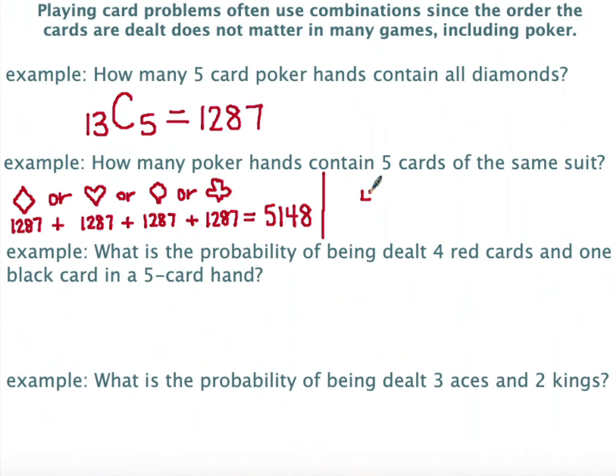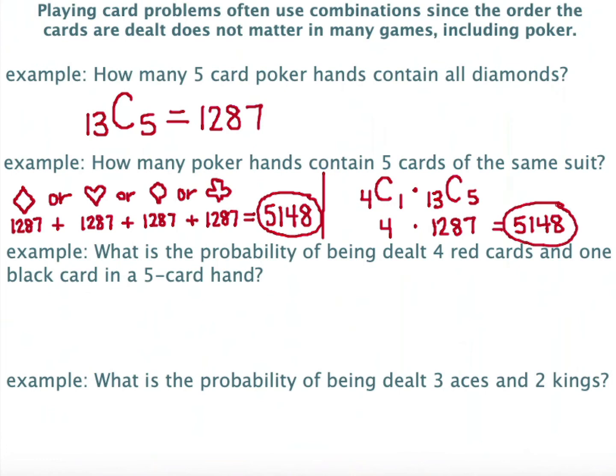So how many suits are there? There are 4 suits, and you're going to choose 1. And then, once you've chosen a suit, from those 13 cards, you are going to choose 5 of them. So 4C1 is 4, and 13C5 is 1287, and 4 times 1287 is that 5,148 that we just got. So either way you calculate that, you get that same number.